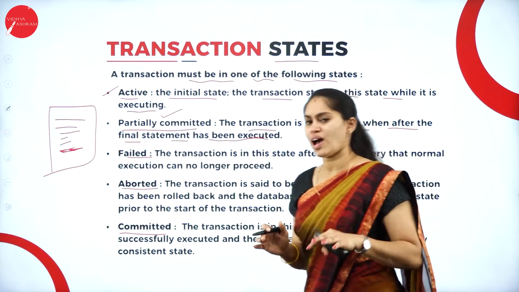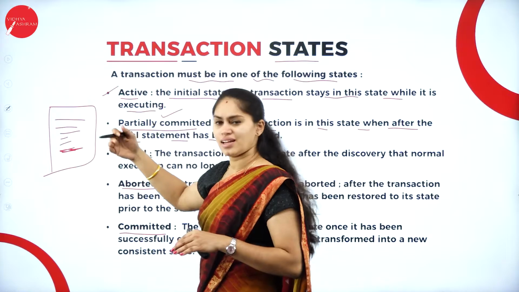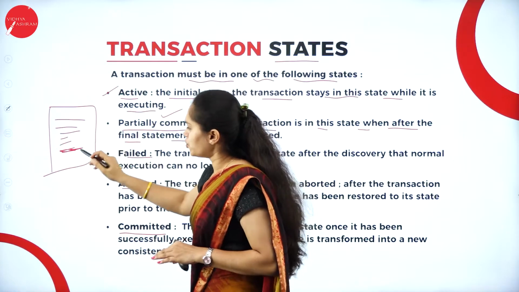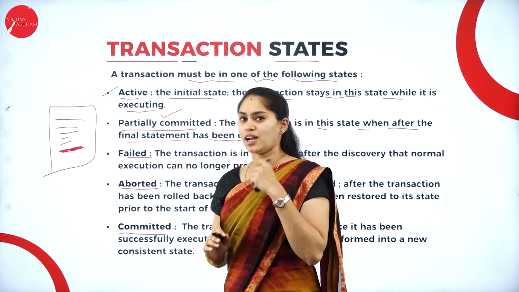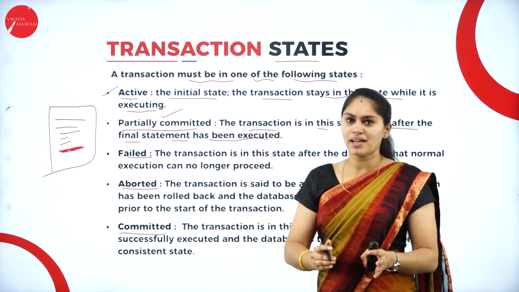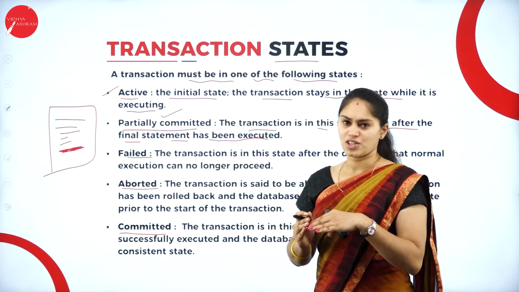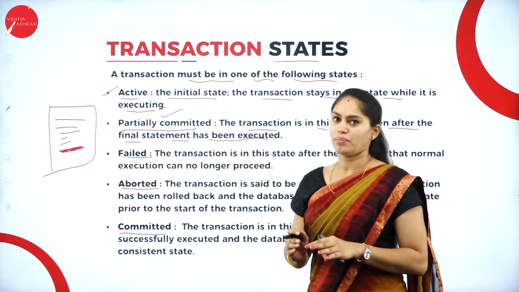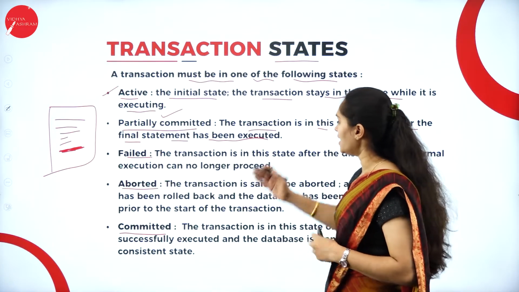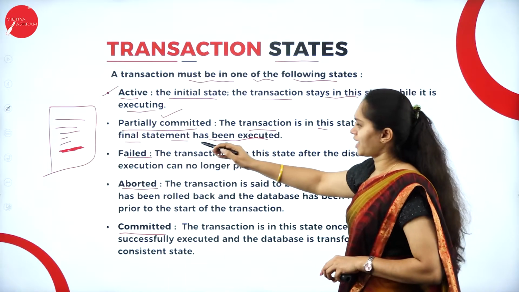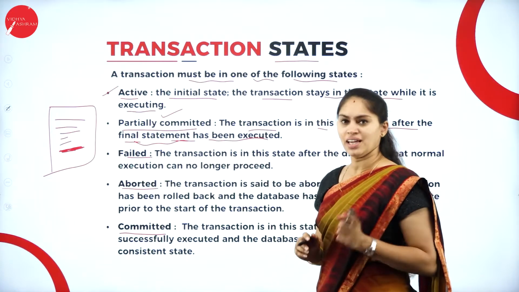But as of now, what you have to understand is that I have a set of transaction operations, like read, write, anything it could be. When I'm at the final statement, when I have executed the final statement but I don't know its result, whether it is completed or failed, but I have executed all my set of operations, that will be considered as what? Partially committed. So in that state, after the execution of the final statement, we can call that partially committed.